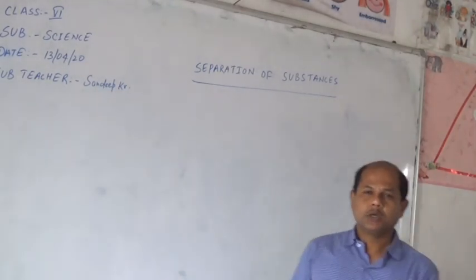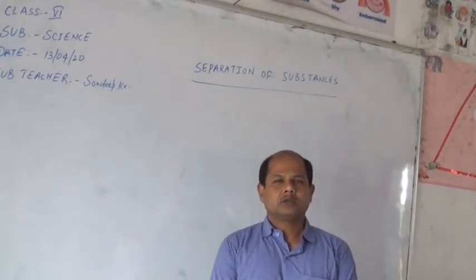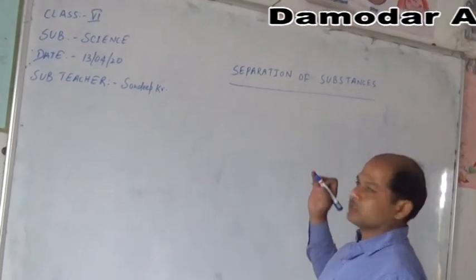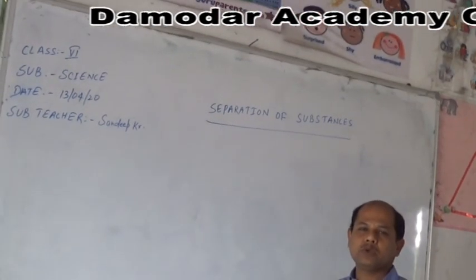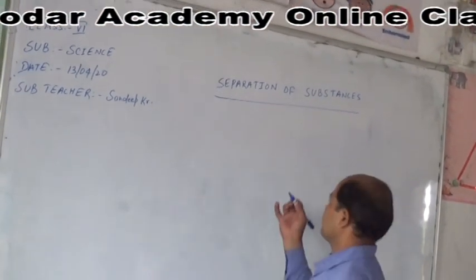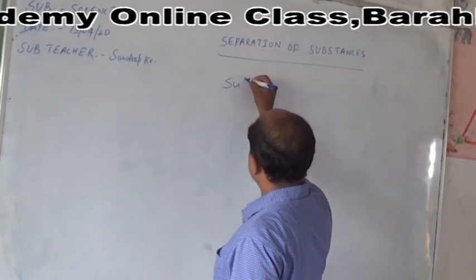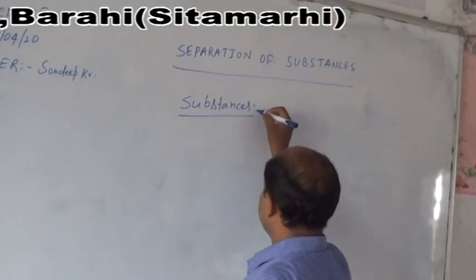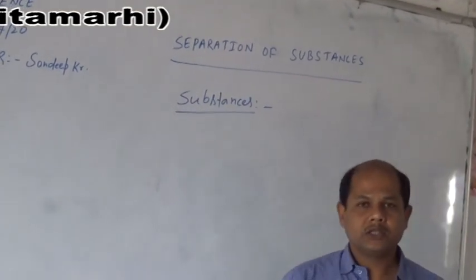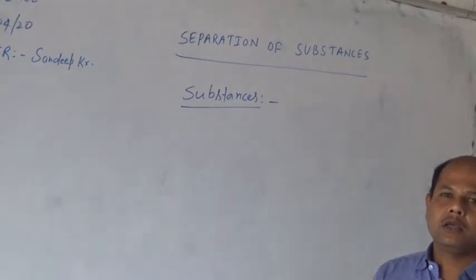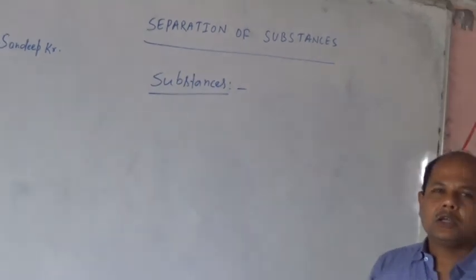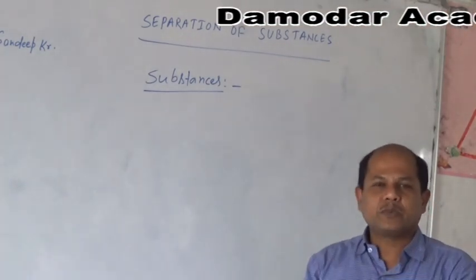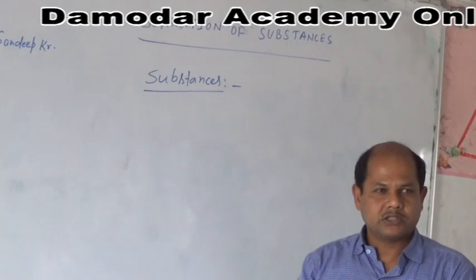I want to discuss and understand the separation of substances. First of all, we have to understand what substances are. The objects which we can see and touch, which have some weight and occupy space, are called substances.